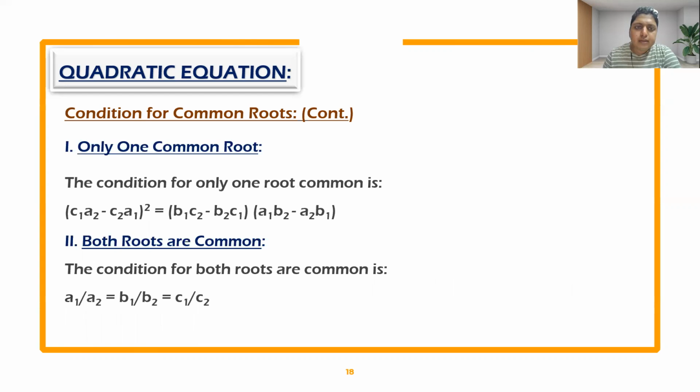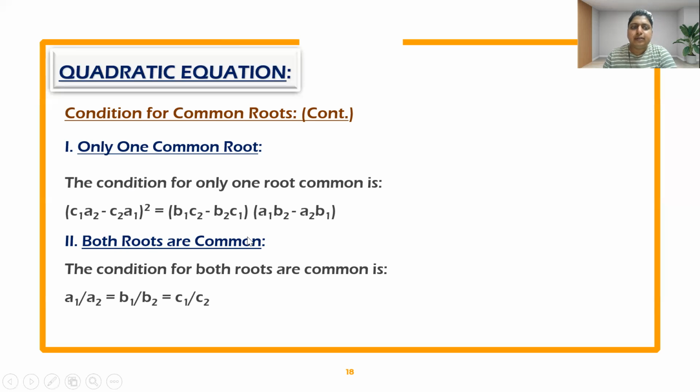So the answer for one common root will become (c1 a2 minus c2 a1) whole square equals (b1 c2 minus b2 c1) times (a1 b2 minus a2 b1), with the opposite or vice versa arrangement. This is the expression that we have to learn for only one common root.